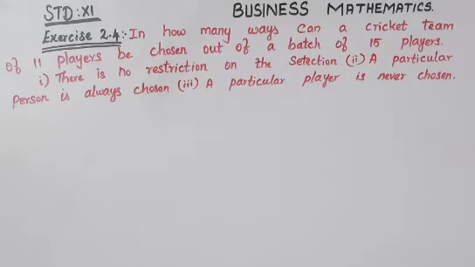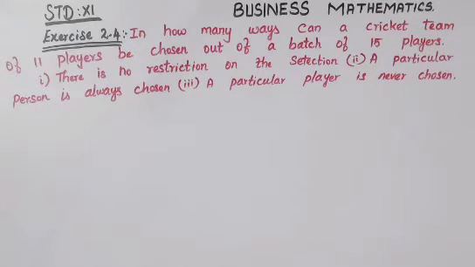So any person can be selected. Your second is a particular person is always chosen. So one person like a captain, he will be always there in the cricket match, like Dhoni. The third condition, a particular player is never chosen. So if we have a substitute, that person will not be chosen, isn't it? If anything happens, they'll be used, otherwise that person will be kept outside. So like that, you can think of a substitute, for example.